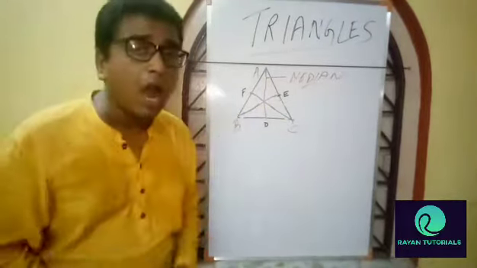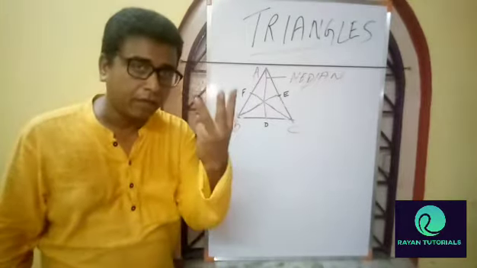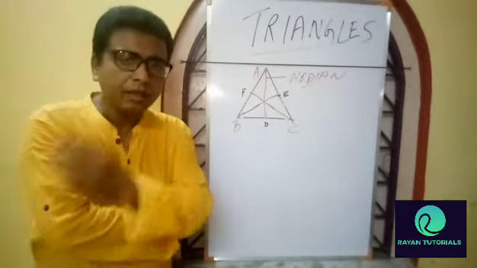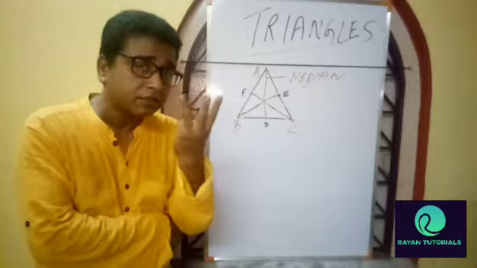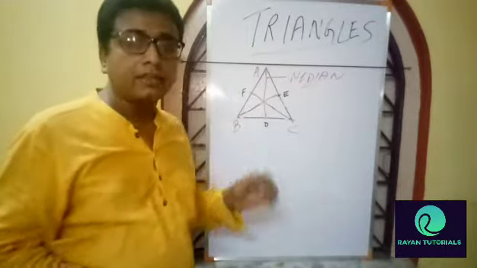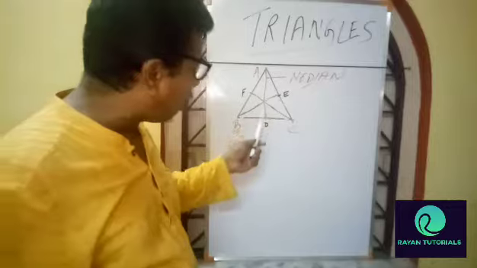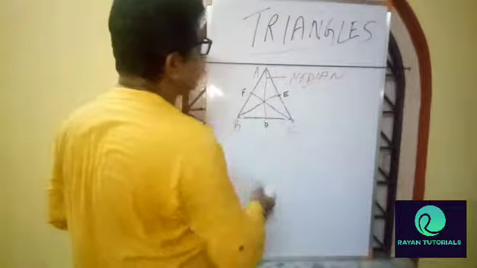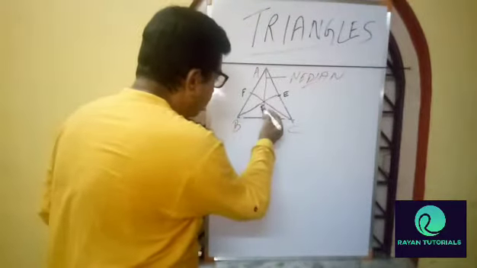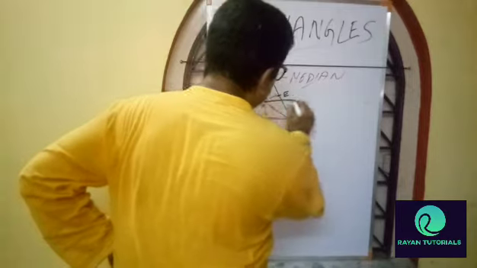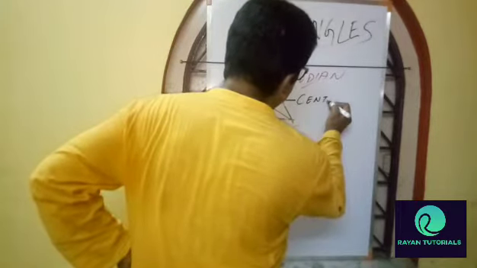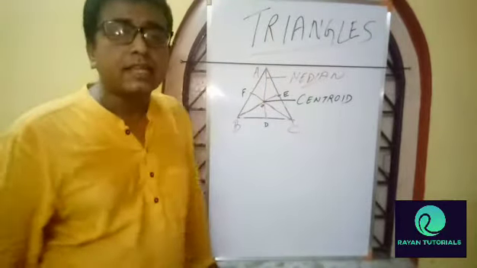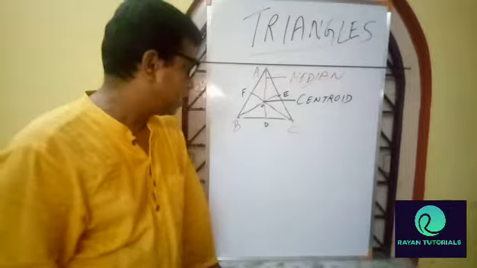Now here also can you see one thing? All the three medians. How many medians will the triangle have? 3. Why? Same question. How many vertices does the triangle have? 3. So how many medians can you get? 3. So in total there are 3 medians. And here also you see all the medians are meeting at a point. All these medians will be passing through a point, and this point is known as the centroid. Clear?